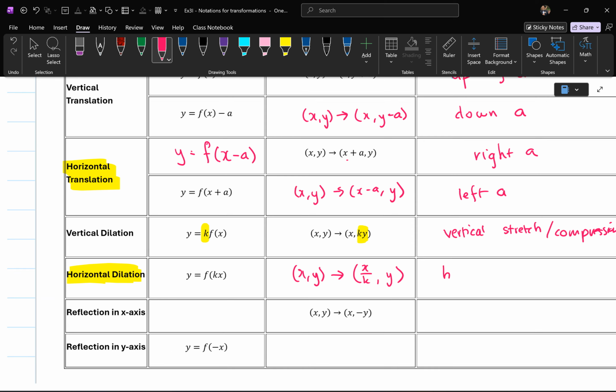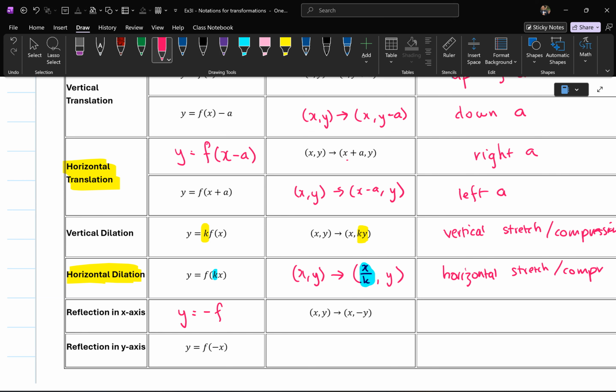Okay, so this is a horizontal stretch or compression. So just being careful of those two. So I'm going to highlight this one, being careful. And obviously dilation, most of it is pretty straightforward. This one is the same idea.